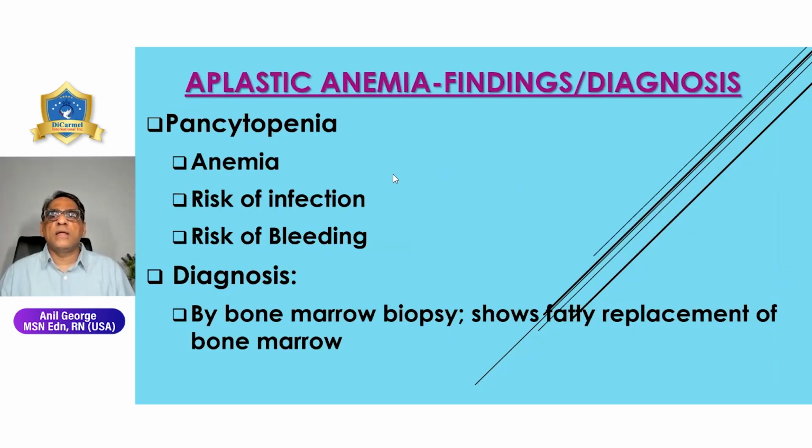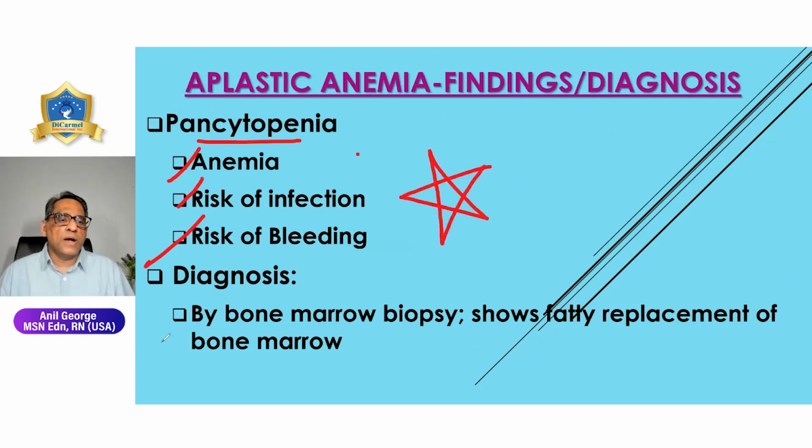And looking into the findings and diagnosis, as we already heard, they can present with not only anemia, they can have risk of infection and risk of bleeding. So we have to consider all three complications and their management. Diagnosis is by bone marrow biopsy, which shows fatty replacement of the bone marrow. Again, the red bone marrow has changed into fatty marrow, the yellow marrow, which is the fatty replacement.